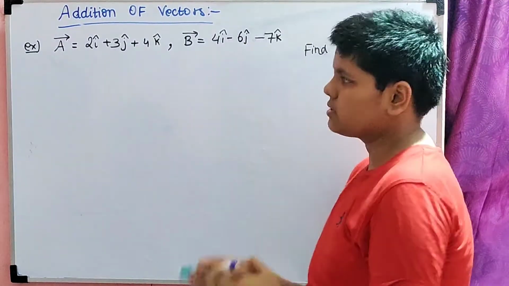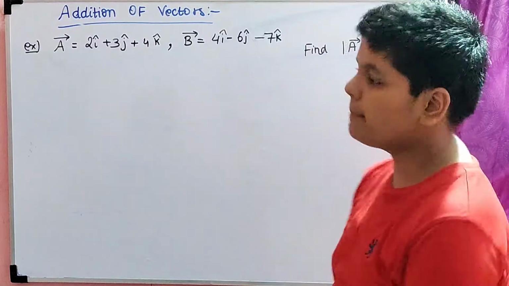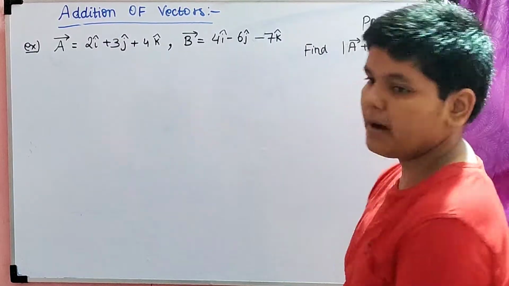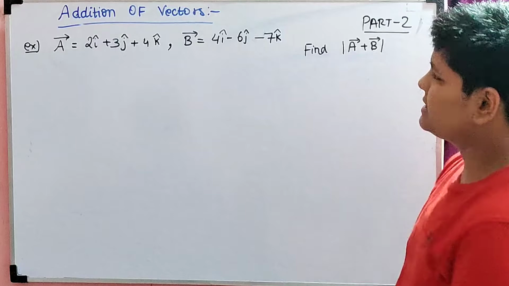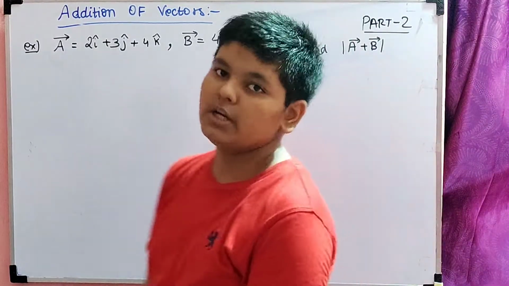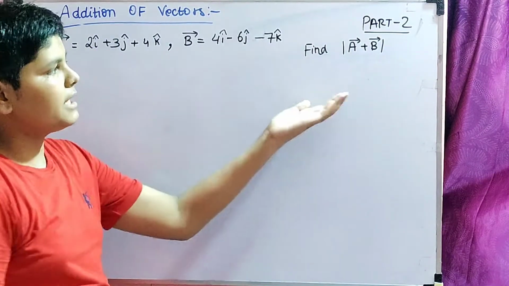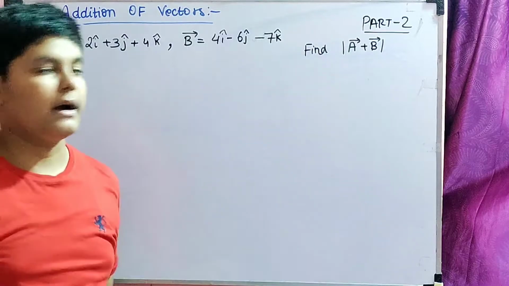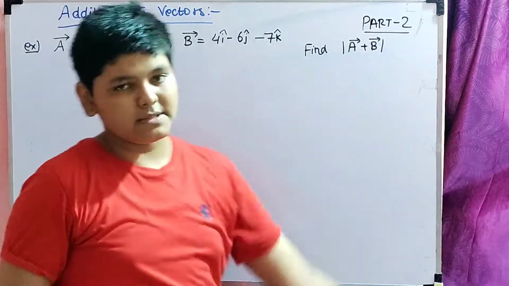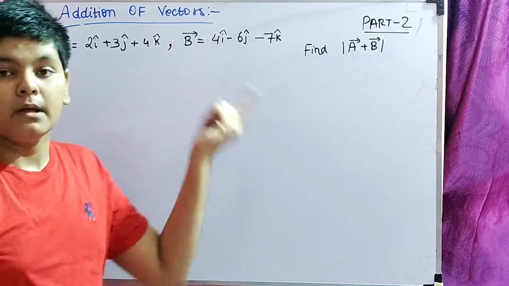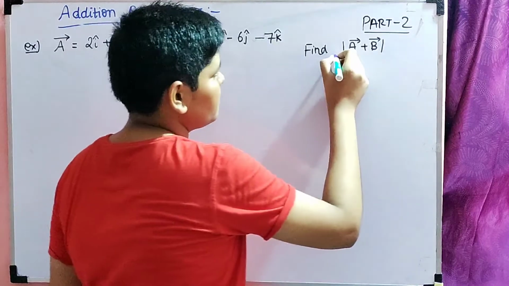a bar is equal to 2i cap plus 3j cap plus 4k cap, and b bar is equal to 4i cap minus 6j cap minus 7k cap. So here we are going to find the magnitude of a bar plus b bar. If they just give a bar plus b bar, you can simply add them. But here they have given this symbol.